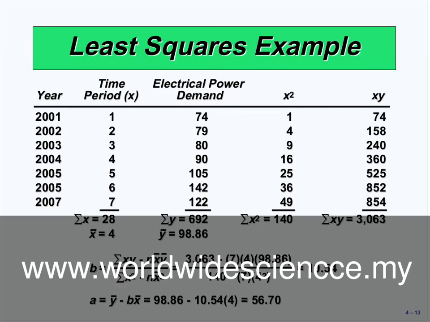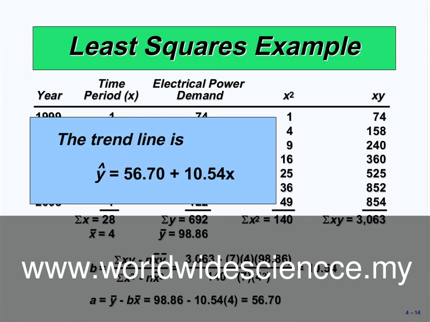Please give me 1 minute, I will explain for you. When you want to forecast for 2011, how much is it? 2011 is 4 years after 2007, because we have data until 2007, and we have calculated the trend line.